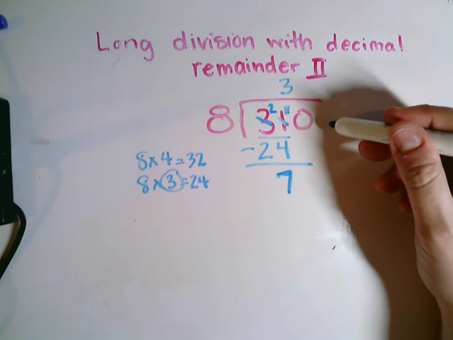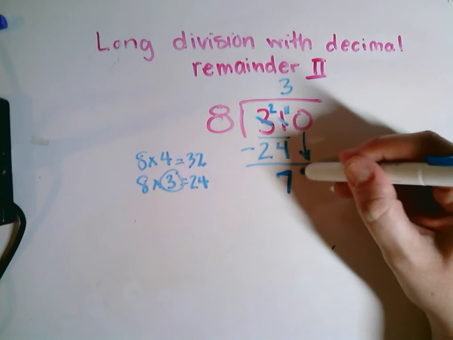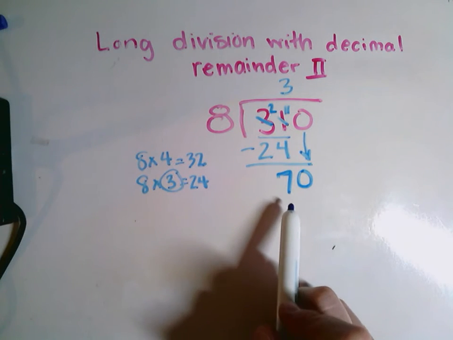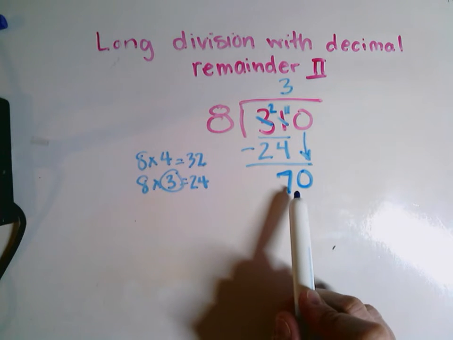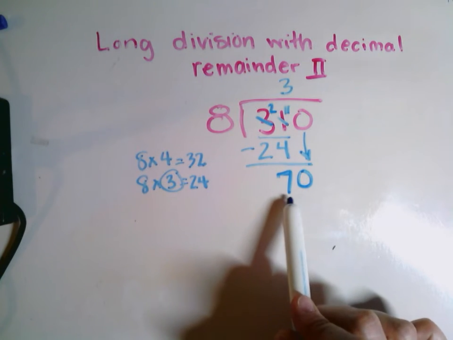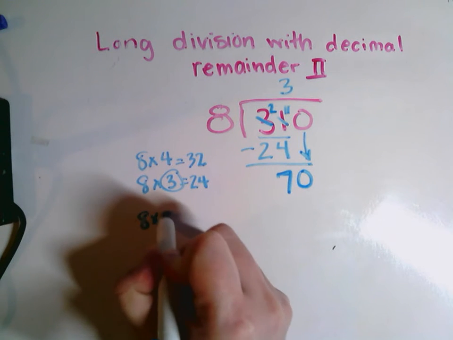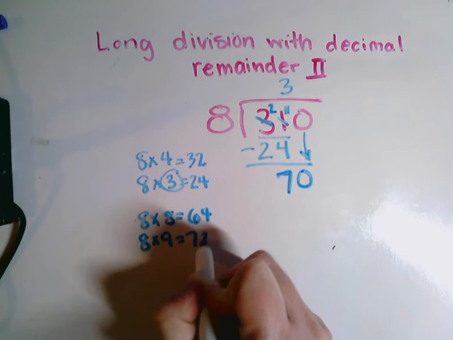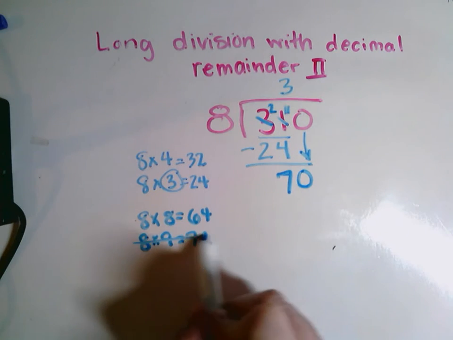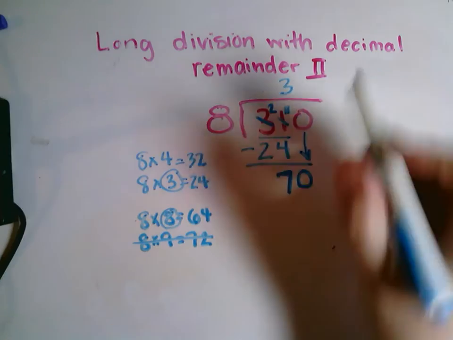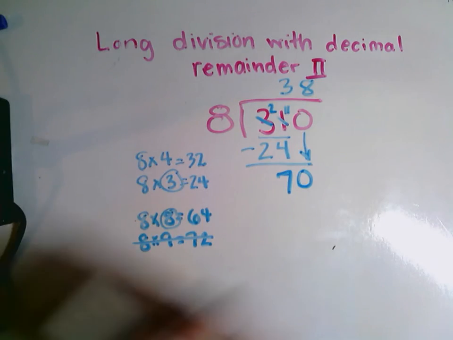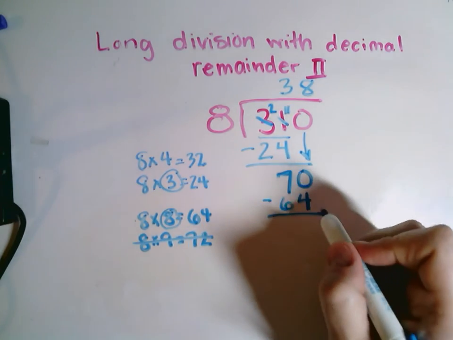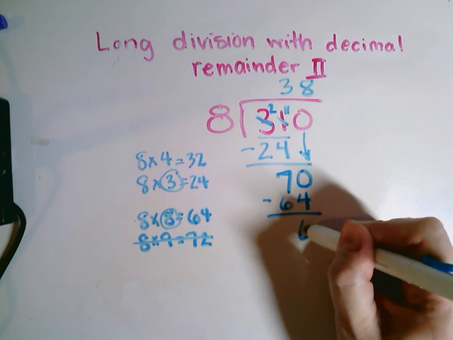And I just look next door. I have another number to go down. Let's bring down my 0. So now I have the number 70. I need to see how many groups of 8 I can get out of 70, or what times 8 is going to get me closest to 70. I know that 8 times 8 is 64. 8 times 9 is 72. 72 is greater than 70, so I can't use that. I'm going to have to use 8 times 8, so an 8 in my quotient. 8 times 8 is 64. I'm going to subtract to see how many I have left. Well, 70 take away 64 is 6.